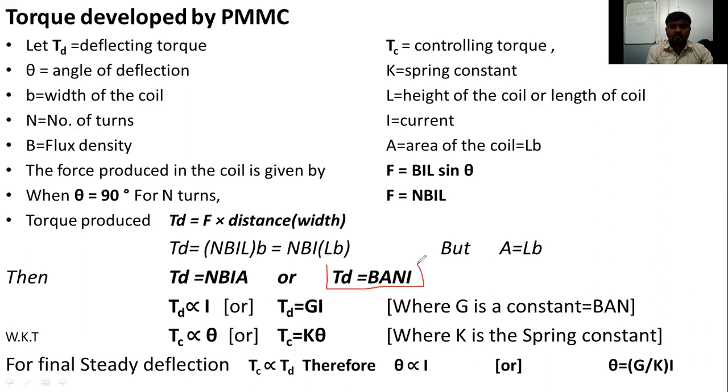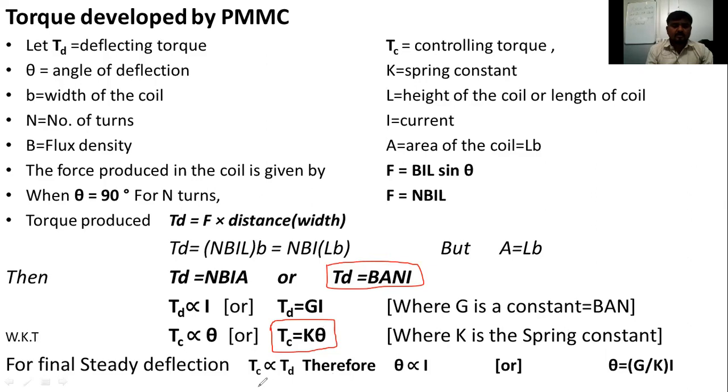Now the controlling torque, we are going to call it TC, is equal to K theta, where K is the spring constant. The spring method we are going to use for the controlling purpose. So these two equations you have to remember first. You can note down these two: TD equal to BANI and TC equal to K theta.